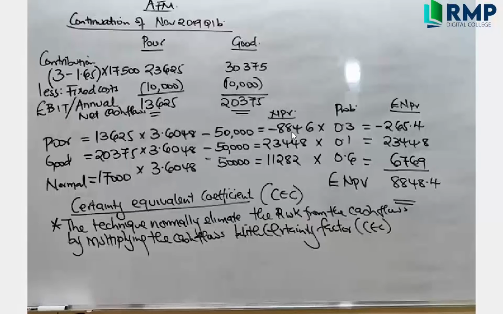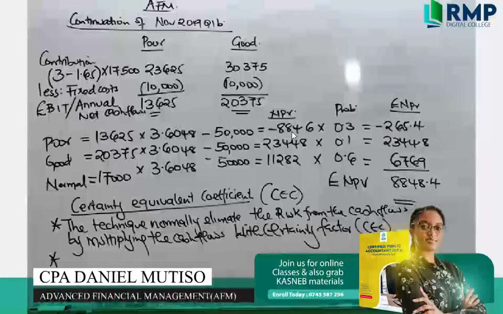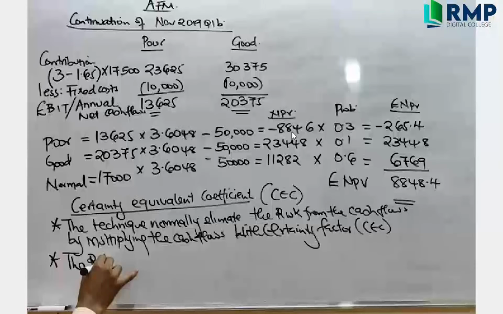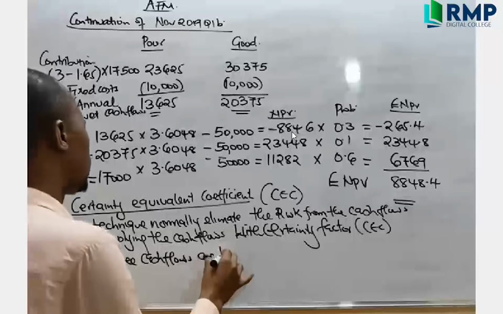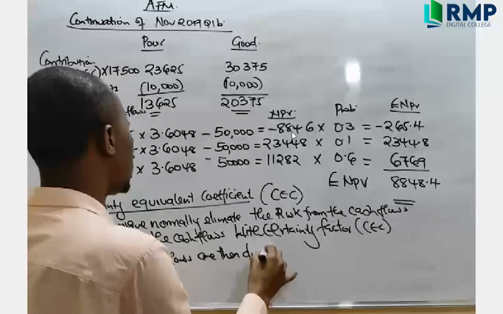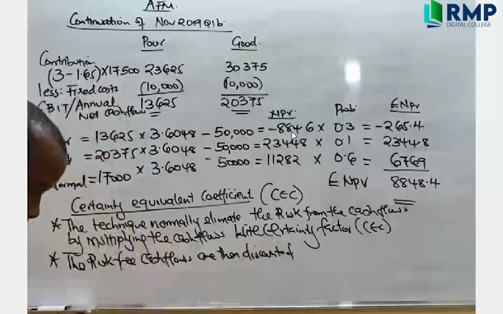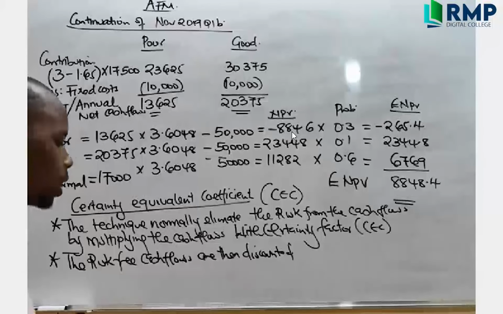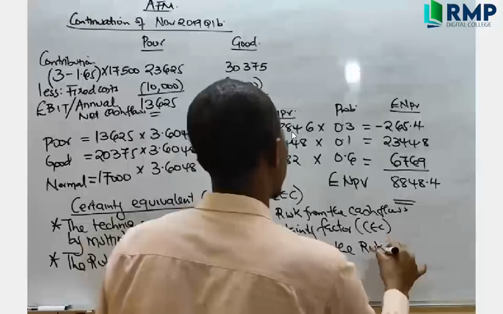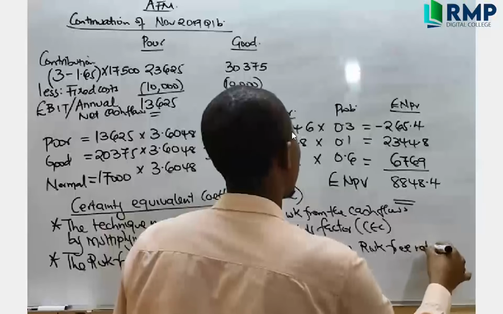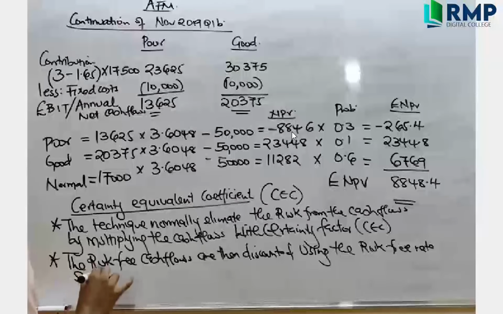The risk-free cash flows are then discounted using the risk-free rate of return. That is another point which you need to get here. The risk-free cash flows are normally discounted using the risk-free rate of return.